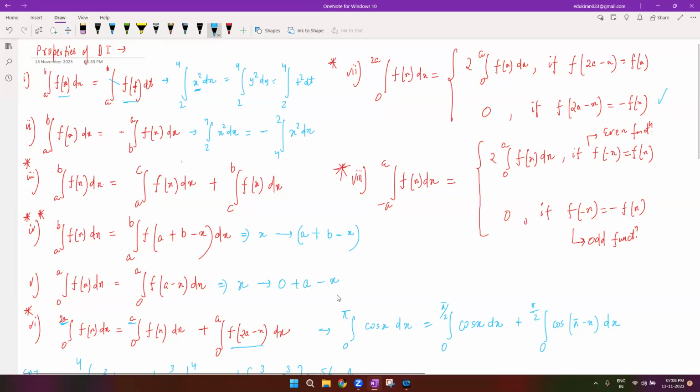We are just saying, sixth and seventh are same if this condition is satisfied. That is, whatever function you are making, that is f of 2a minus x.